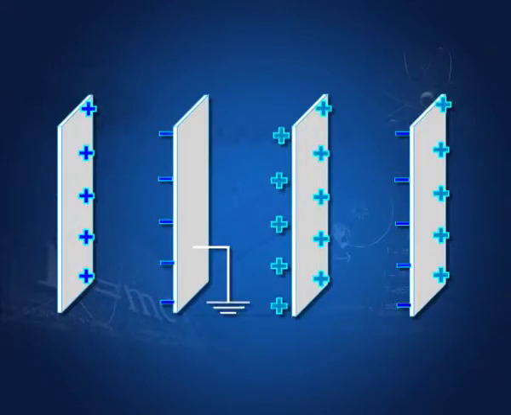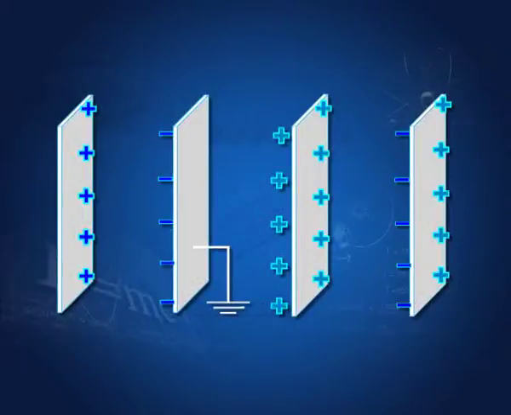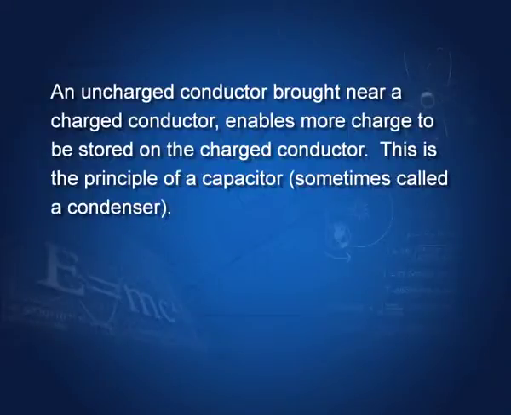Because of this negative charge, the potential of this sheet is partly balanced, and therefore the potential slightly decreases, because of the attraction between these two kinds of charges. That means we can push more charge onto this sheet, so we have increased the capacity of this plate to hold more charge. So, an uncharged conductor brought near a charged conductor enables more charge to be stored on the charged conductor.